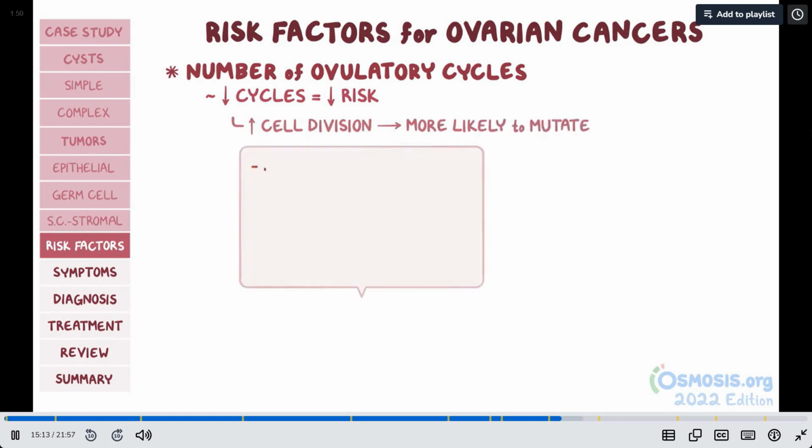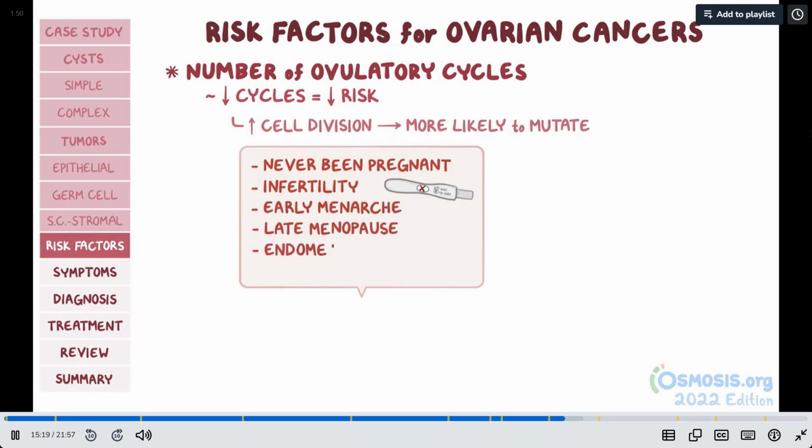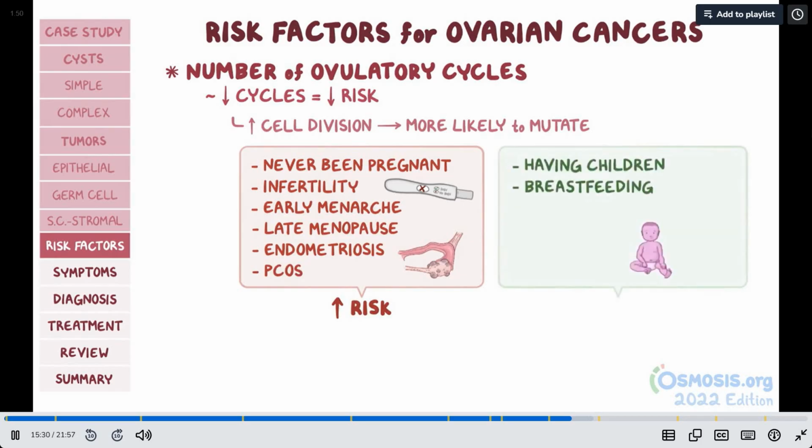So, never having been pregnant, infertility, early age of menarche, late menopause, as well as endometriosis and PCOS, due to the fact that they are both related to infertility, all increase the risk of ovarian cancer. In contrast, pregnancy, breastfeeding, and oral contraceptive use can decrease the risk due to the inhibition of ovulation.